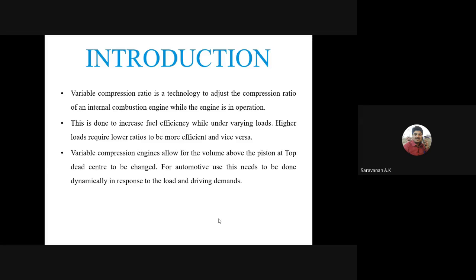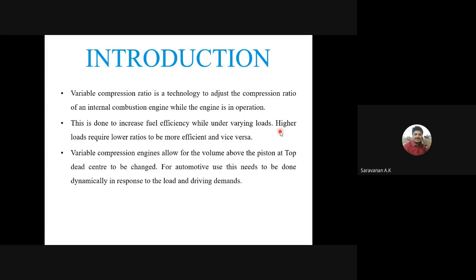Right. So VCR is a technology to adjust the compression ratio, which increases fuel efficiency while the load varies. Whether we are using a low load, called the part load, or a high load condition, depending upon the load condition the compression ratio requirement varies.